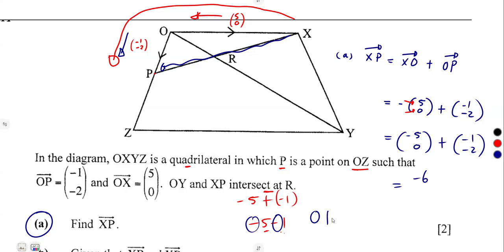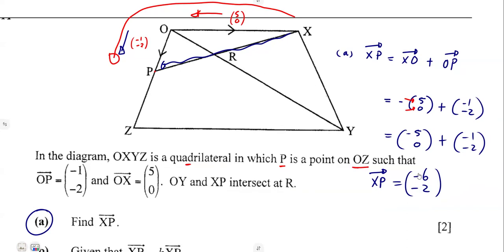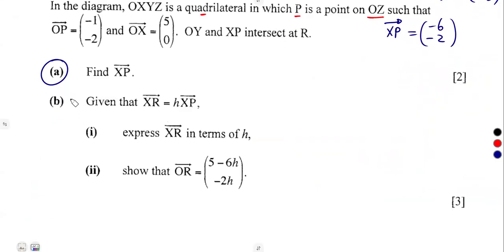0 plus -2. A plus and minus gives us a minus, so that's 0 minus 2, which is -2. So that's our vector XP that we are going to have at the end, all right? So vector XP can be obtained as a column vector as we are dealing with a column vector. Then, given that XR is equal to h XP, item 1, express XR in terms of h.